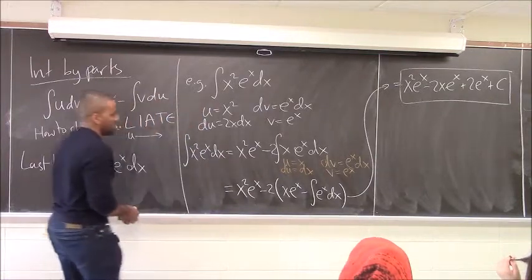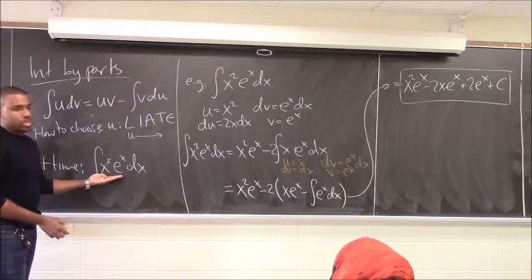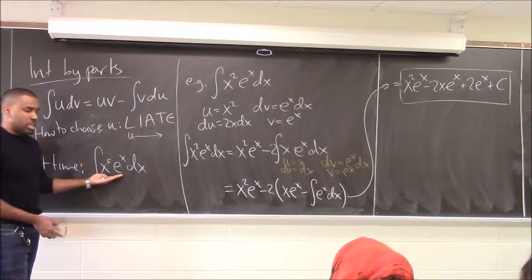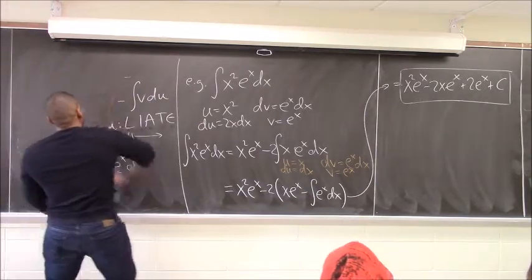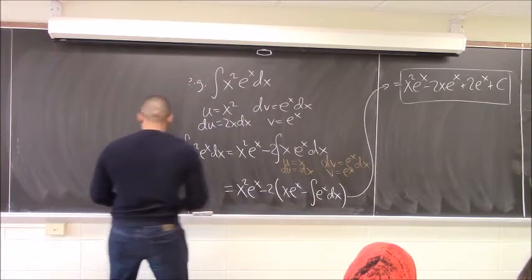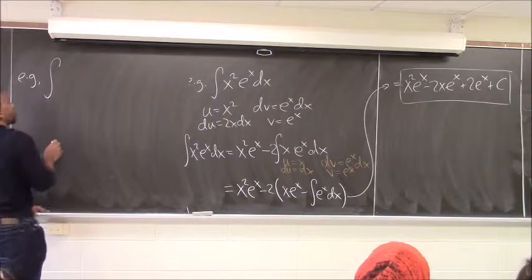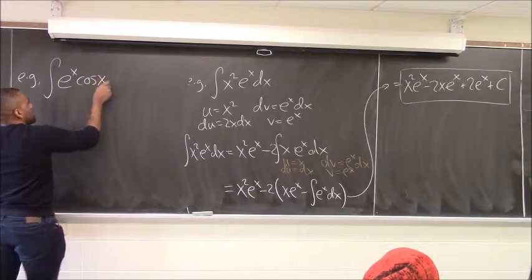Let's look at another issue. Obviously this brings up the issue that sometimes you have to apply integration by parts a bunch of times in a row, which in and of itself can be annoying. There are other kinds of problems that could arise here. So let's look at this example. What if I ask you to do e to the x cosine x?